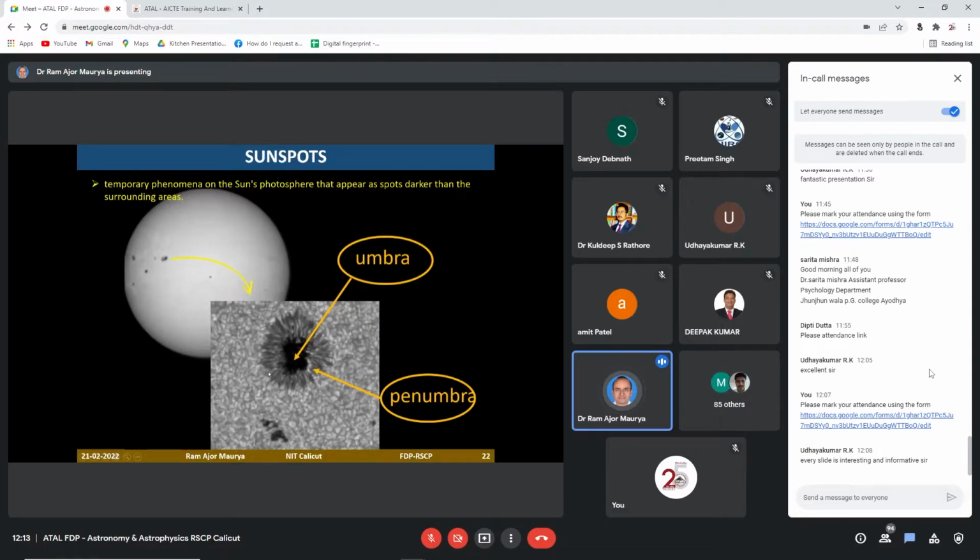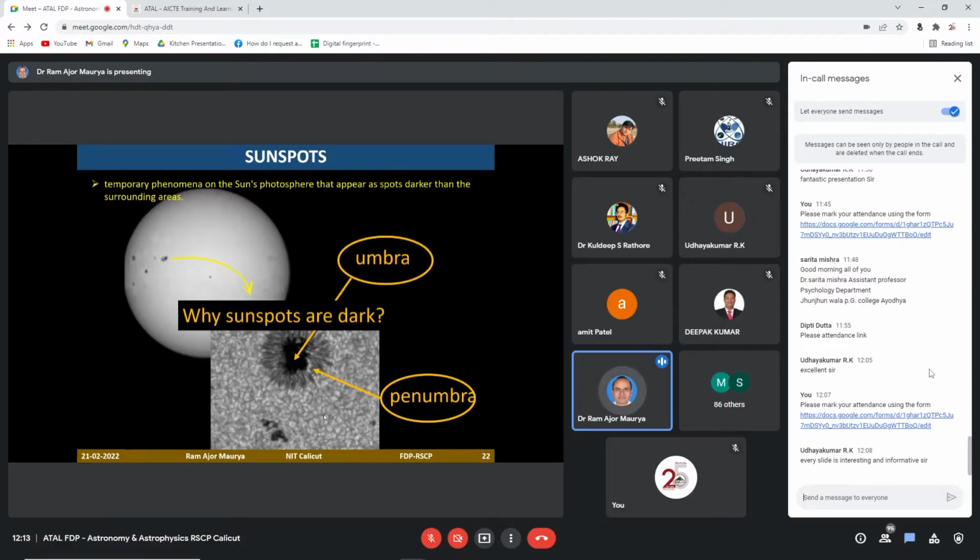Along with this, you can see some features here. They are called granules. They are manifestations of the convection that is happening in the sun. Through the convection, energy is transported from the radiation zone and comes to the surface.